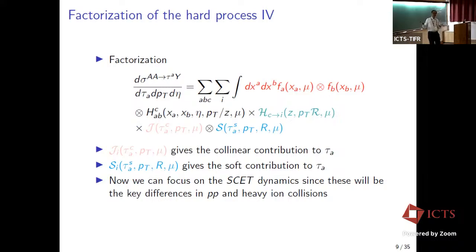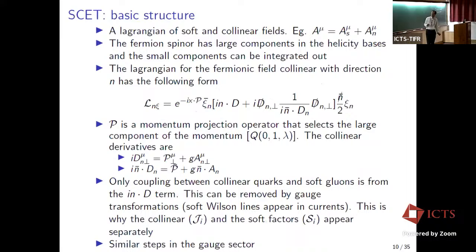And now the things that you have to focus on, once again, are these collinear and the soft modes. I've just separated them out because they happen to live at different scales. So these two contributions are the things that you have to take care of. Okay, so this is useful because now you can just focus on these effects, which are different in the PP and the heavy ion conditions.